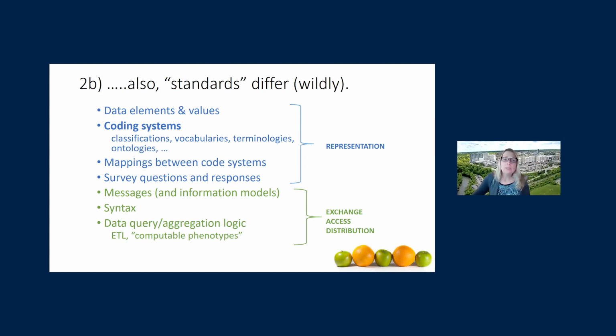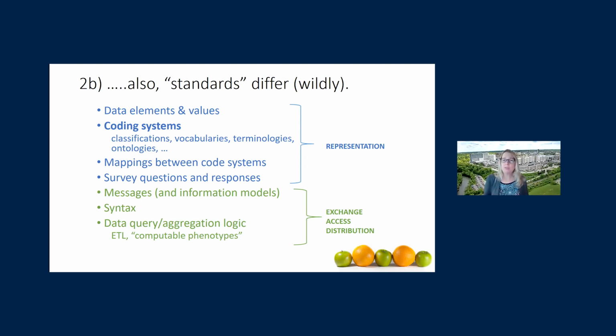Mappings between coding systems, if all coding systems were equal, we wouldn't need mappings. They're different, right? So it depends on the purpose, it depends on the direction. You need the right expertise to develop mappings. And so the ones that you choose are very fit for purpose. And so there's standards in terms of how one crosswalks between some of these different coding systems, and survey questions and responses. And I think of all of these as really broadly data representation standards.